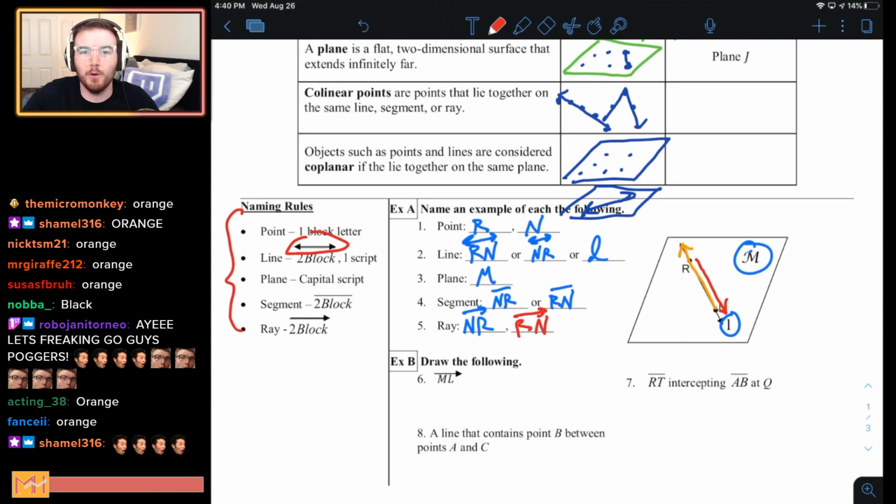Hey, let's freaking go, guys. We got the orange.